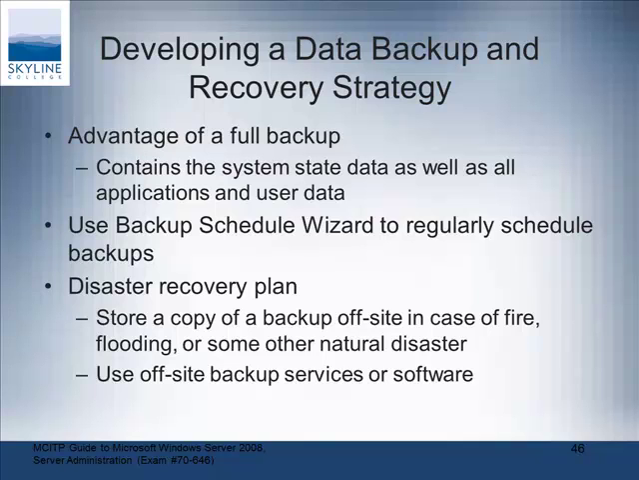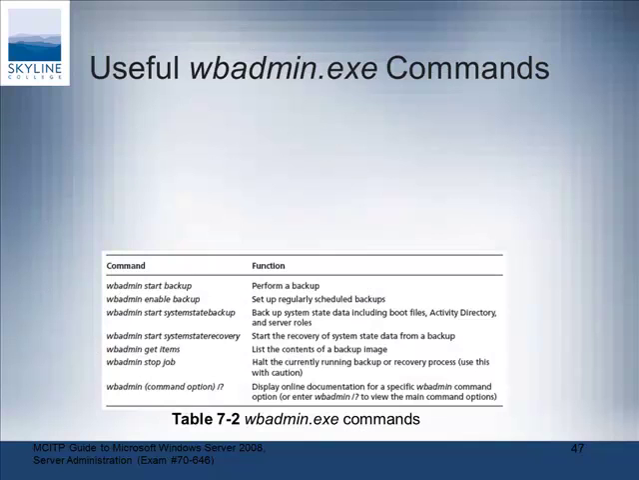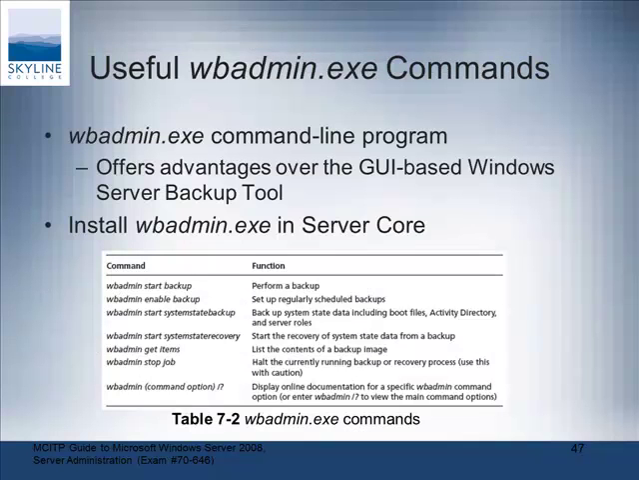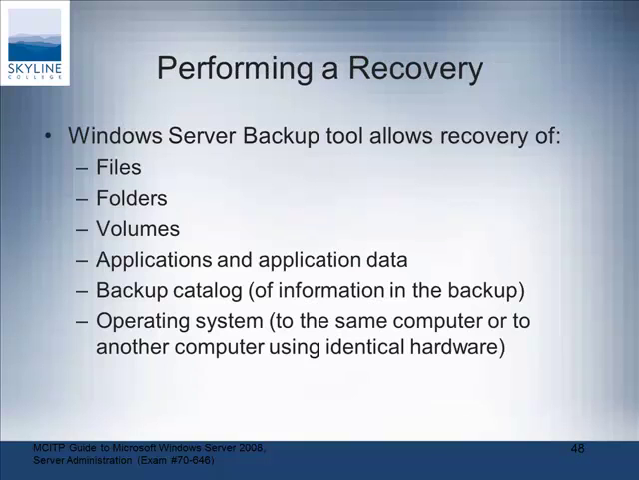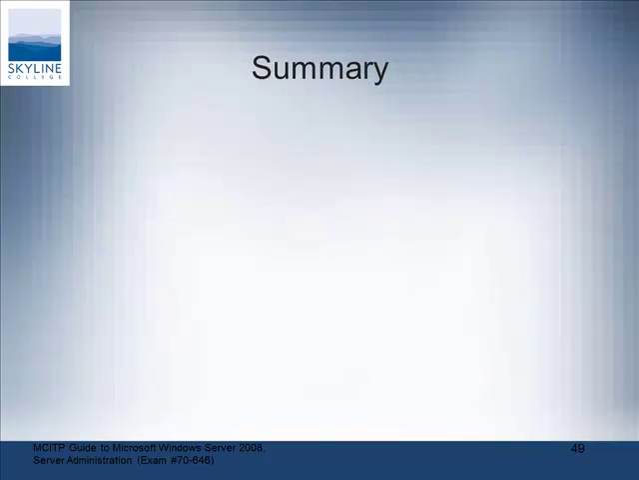Backup wizard, the disaster recovery plan, what's going to happen. We'll do more of that in the security classes. The WBAdmin command is the command line in order to manage the backup. It allows you the recovery of, you notice it doesn't say the backup of, recovery of files, folders, volumes, applications, application data, backup catalog, and this is one of those that the catalog's got to be there. If you corrupt it, you're going to have some issues with it.